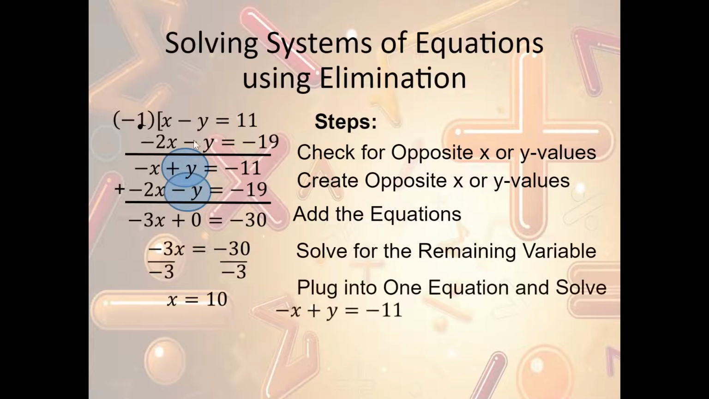So I'm going to go ahead and use my new equation. I can use the new equation or any of the two that I started with. I'm going to just use the new equation. That's fine. So I'm going to plug 10 in for x. So this is negative 10 plus y is equal to negative 11. I add 10 to both sides to get y by itself. And I get y is equal to negative 11 plus 10 is negative 1. So y is negative 1 and x is 10.